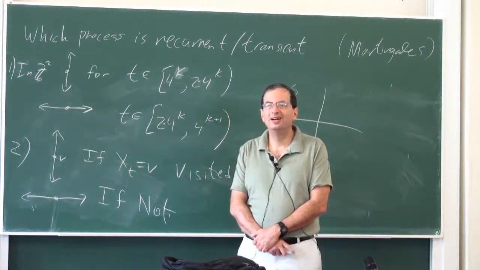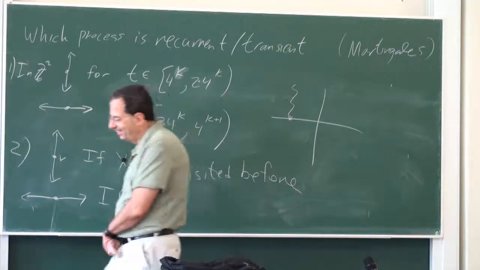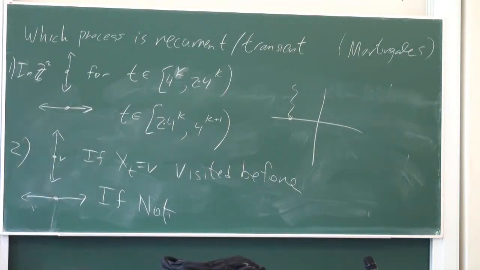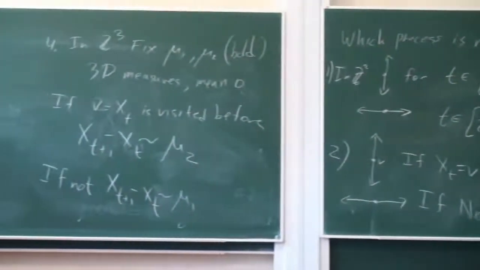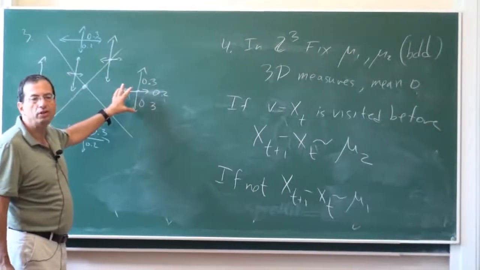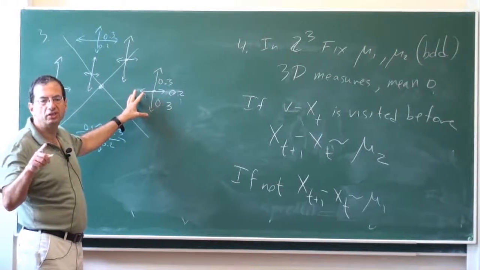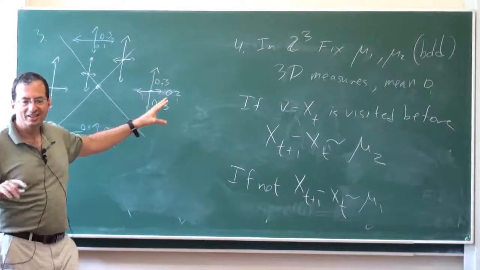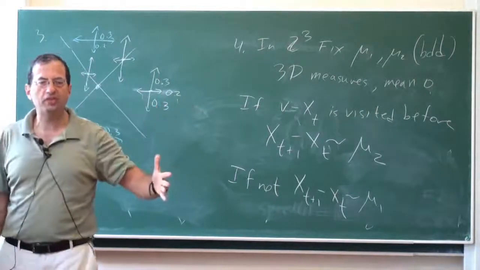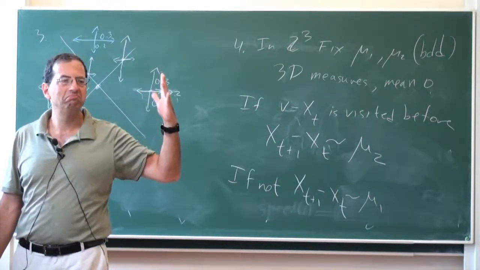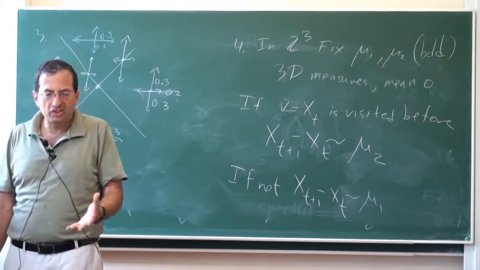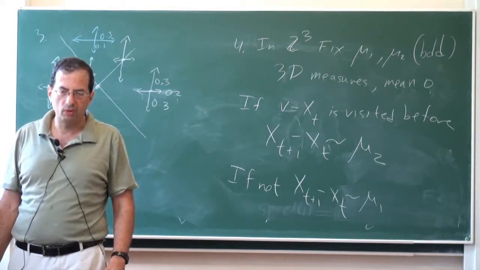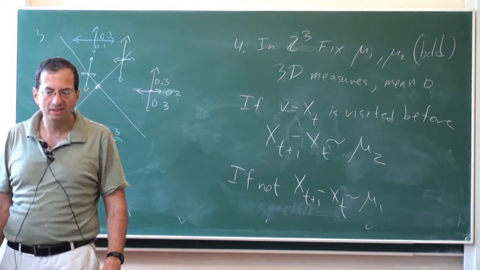Let's vote. Okay. This one. Okay. So is it clear how this process behaves? Did someone say it's not clear? Okay. All right. So we'll vote on this one. Who thinks it's transient? Raise your hand. Okay. So it looks like such a small perturbation of simple random walk, right? How could it be transient? But in fact, it's transient.